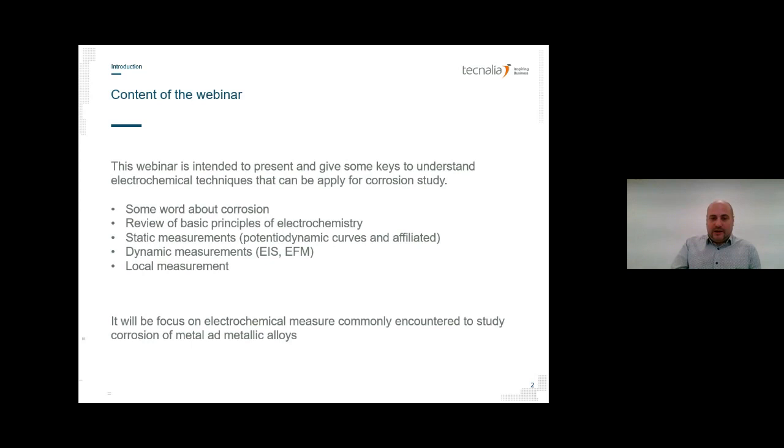Because electrochemistry and corrosion are very big, very wide topics, I will just focus on the most common techniques encountered. So probably I will not be exhaustive, that for sure, because it would be way too ambitious. But I will try to give you some hints about the common techniques. And we'll focus on metallic alloys, meaning that we can use electrochemical techniques to assess more than just the corrosion of metallic alloys, for example the behavior of coatings or these kinds of things, but I will not go much into that. So let's go for some more about corrosion.